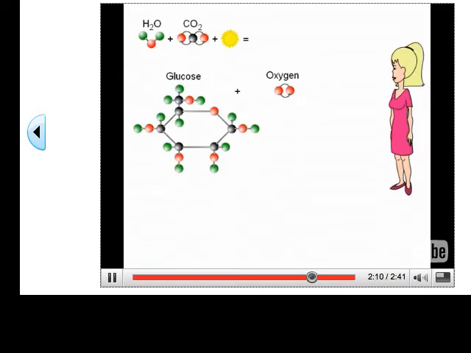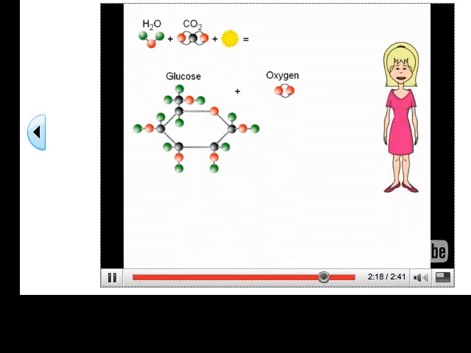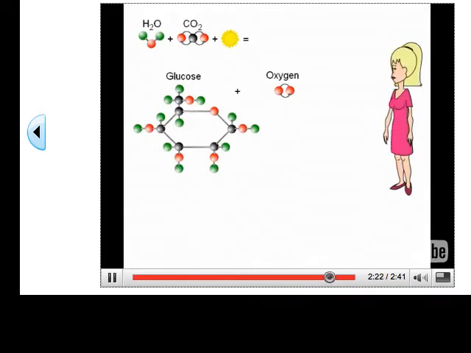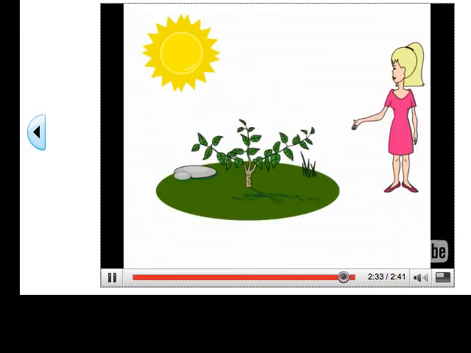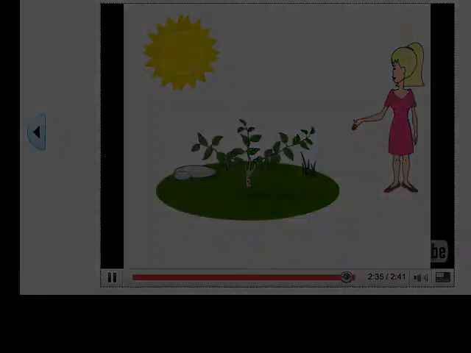The absorbed light energy from the sun is used to join water and carbon dioxide to form glucose, or sugar. The glucose is then distributed throughout the plant as food. Oxygen is a byproduct of this reaction and is released back into the air. And that is how most plants prepare food for themselves. I hope you've enjoyed this brief description of photosynthesis.